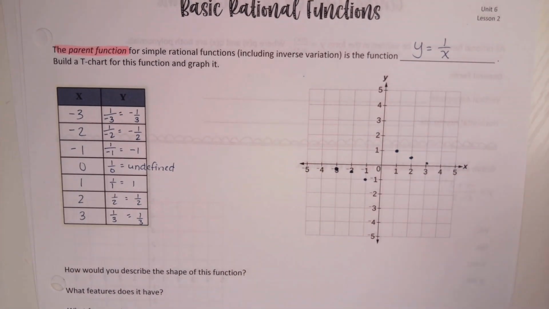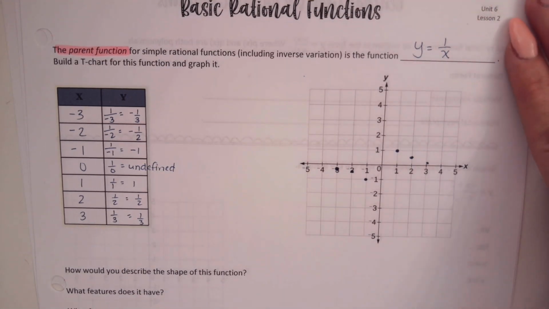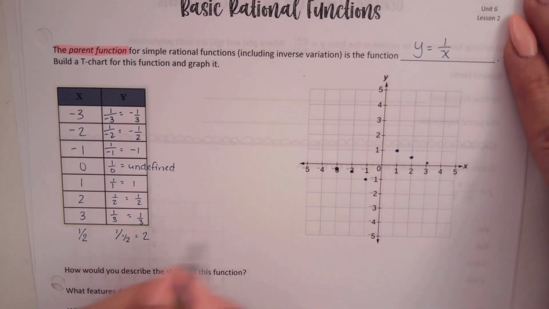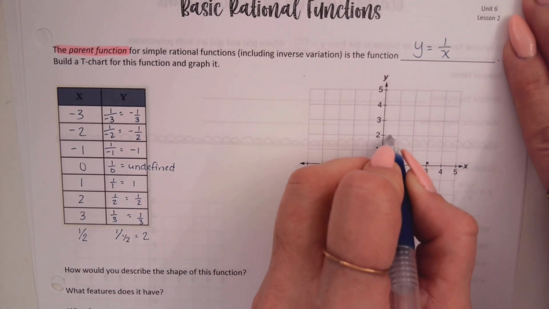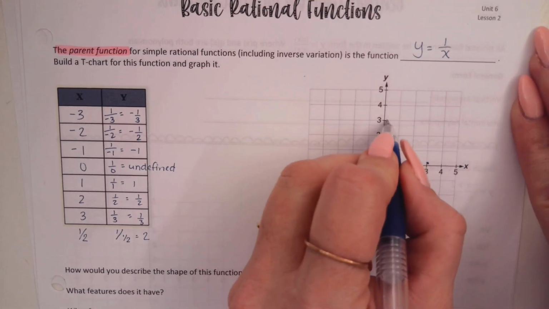And I know this doesn't give you a great idea of what it looks like. I'm going to plug in a little fraction point just to help us understand what this graph is doing. If I plug in the fraction 1/2, what's 1 divided by 1/2? 2. So I would have a point at 1/2, 2 up here. That gives us a better idea of what it's doing. If I plugged in 1/3, what would I get? 3. So at 1/3, we're at 3.